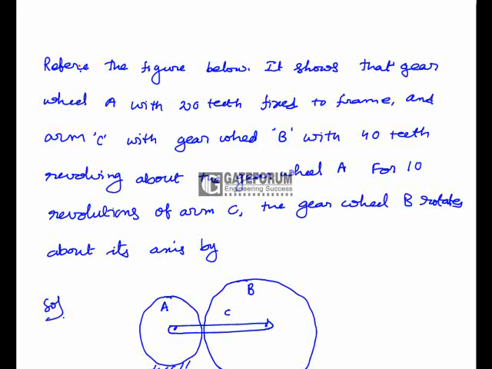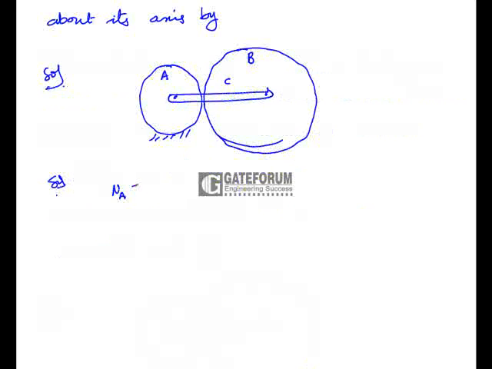Refer the figure below. It shows that gear wheel A with 20 teeth fixed to frame and arm C with gear wheel B with 40 teeth revolving about the gear wheel A. For 10 revolutions of arm C, the gear wheel B rotates about its axis by. Here use tabular method. So here is the given diagram. Gear wheel A with 20 teeth and gear wheel B with 40 teeth, and an arm is connected between A and B. And here the gear wheel A is fixed. That means the revolutions of A is equal to 0.